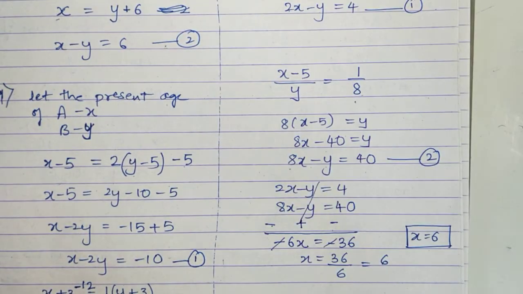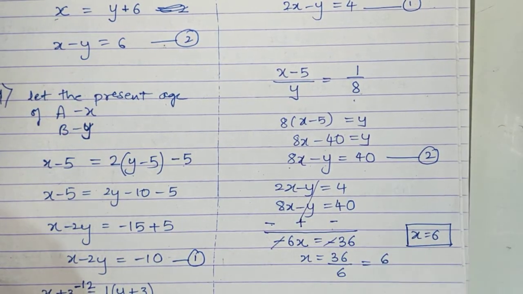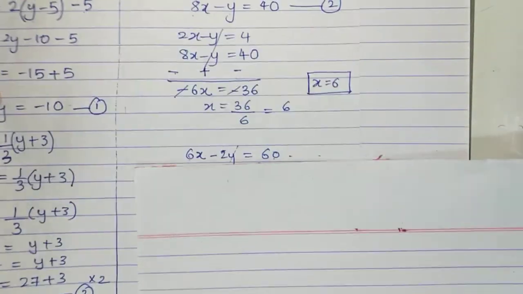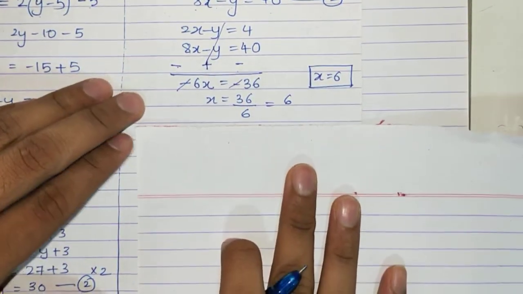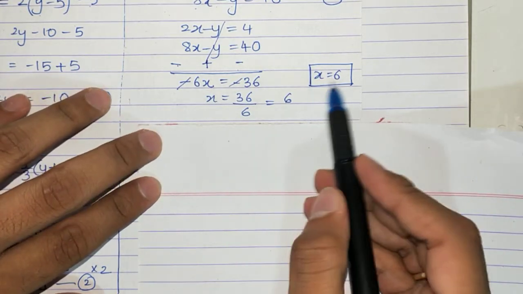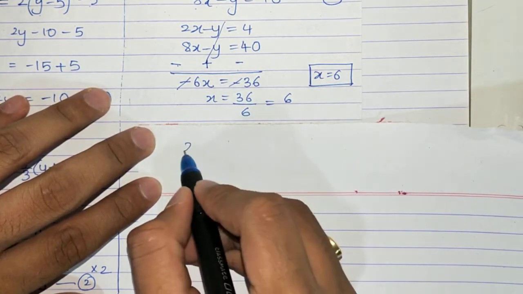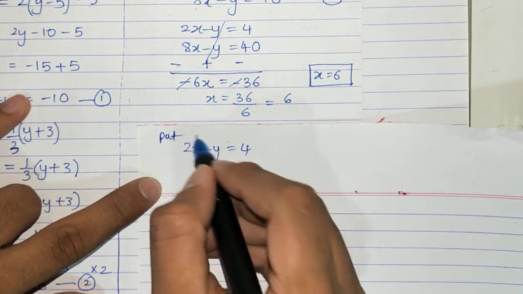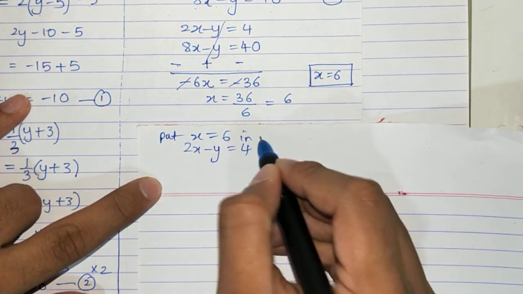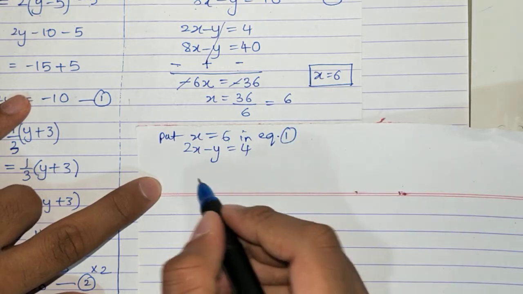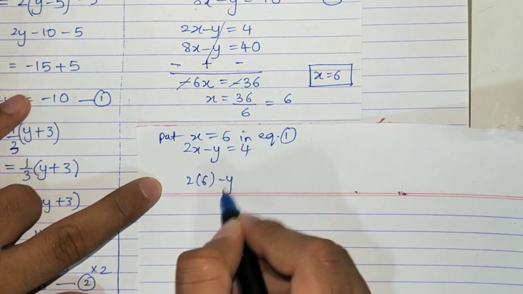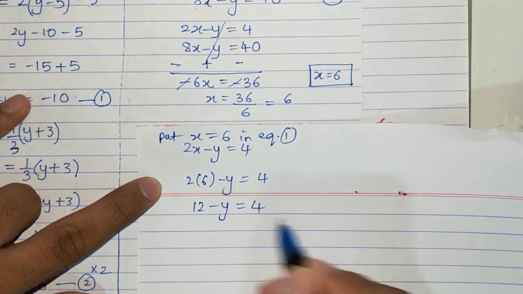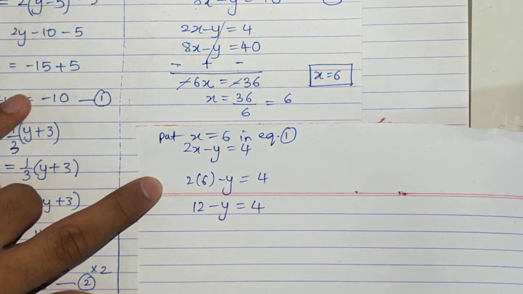So I'll do it here. See, we got the value of x as 6. Let's take any equation. Let's take the first equation. Now put x equals 6 in equation 1. Now let's put 6 here. So 12 minus y equals 4.